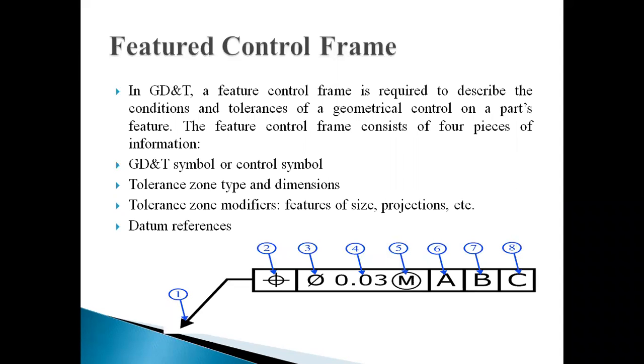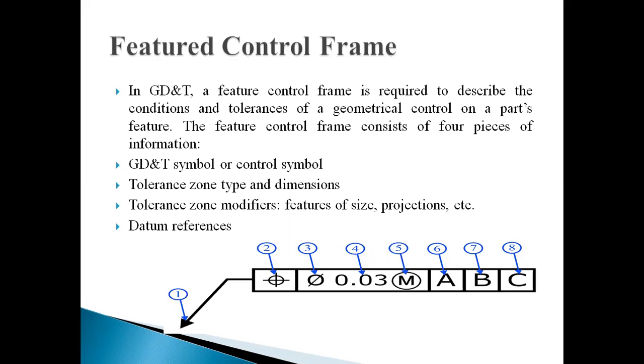Feature control frame. In geometric dimensioning and tolerancing, a feature control frame is required to describe the conditions and tolerances of a geometric control on a part's feature. The feature control frame consists of four pieces of information. First one is the GD&T symbol or control symbol. Next one is the tolerance zone type and dimensions. Third one is the tolerance zone modifiers, for example, feature of size, projection, etc. And fourth one is the datum reference.